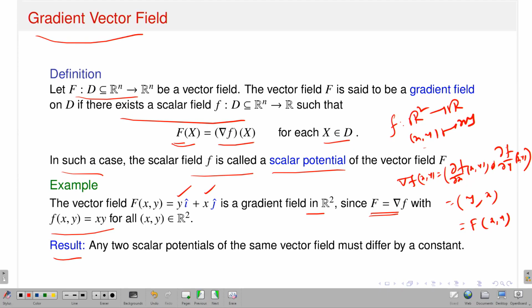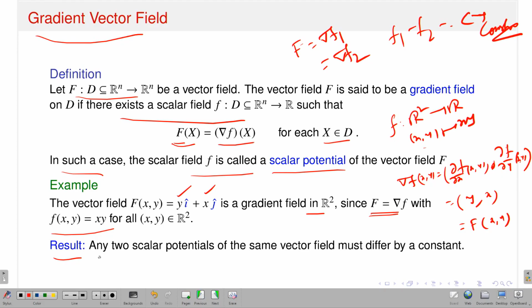This result I also discussed. Suppose you have a vector field capital F, and suppose you have 2 scalar potentials which give the same vector field. That means capital F is equal to the gradient of f1, and capital F is also equal to the gradient of f2. If that is the case, then the result says that the scalar potentials f1 and f2 differ by a constant. That means f1 minus f2 should be some constant.